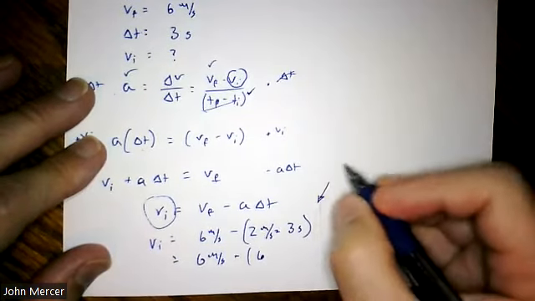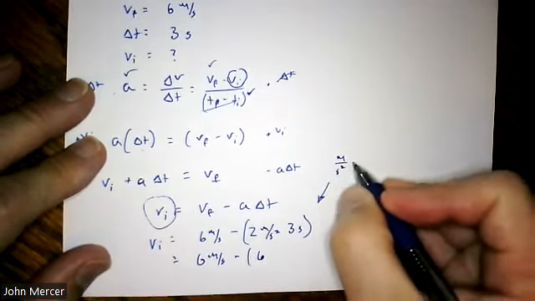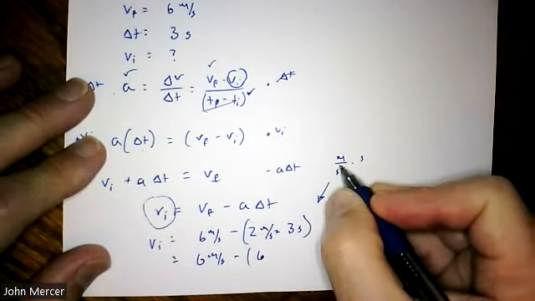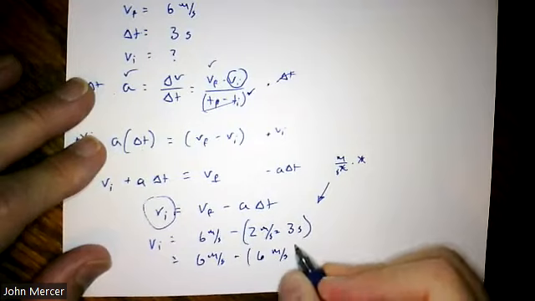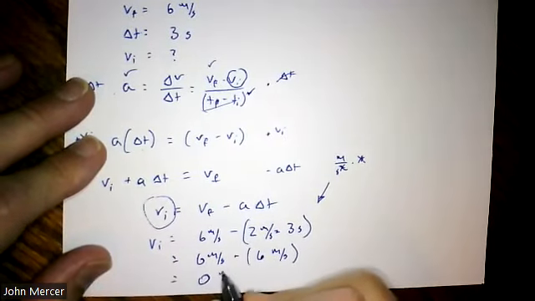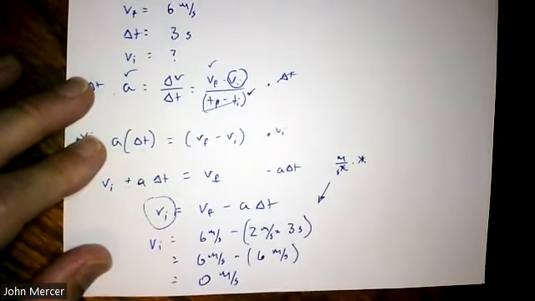Let me do a quick unit analysis. Meters per second squared times seconds. Hopefully you see that cancels, and I end up with 6 meters per second minus 6 meters per second, which means I have 0 meters per second.